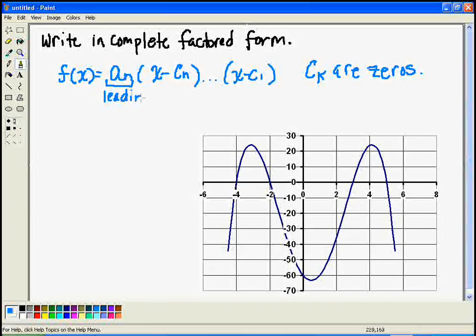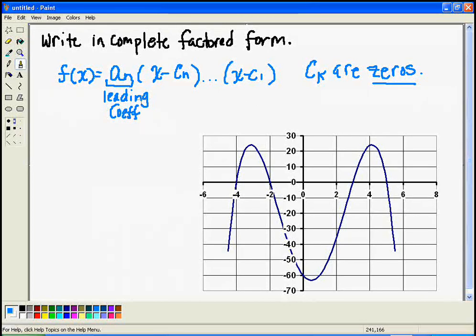Alright. And now we simply say x minus c subscript n on down to x minus c subscript 1, where each c subscript k is a 0. And remember that a 0 is just another way of saying an x-intercept. So first let's look at my graph and determine the x-intercepts.